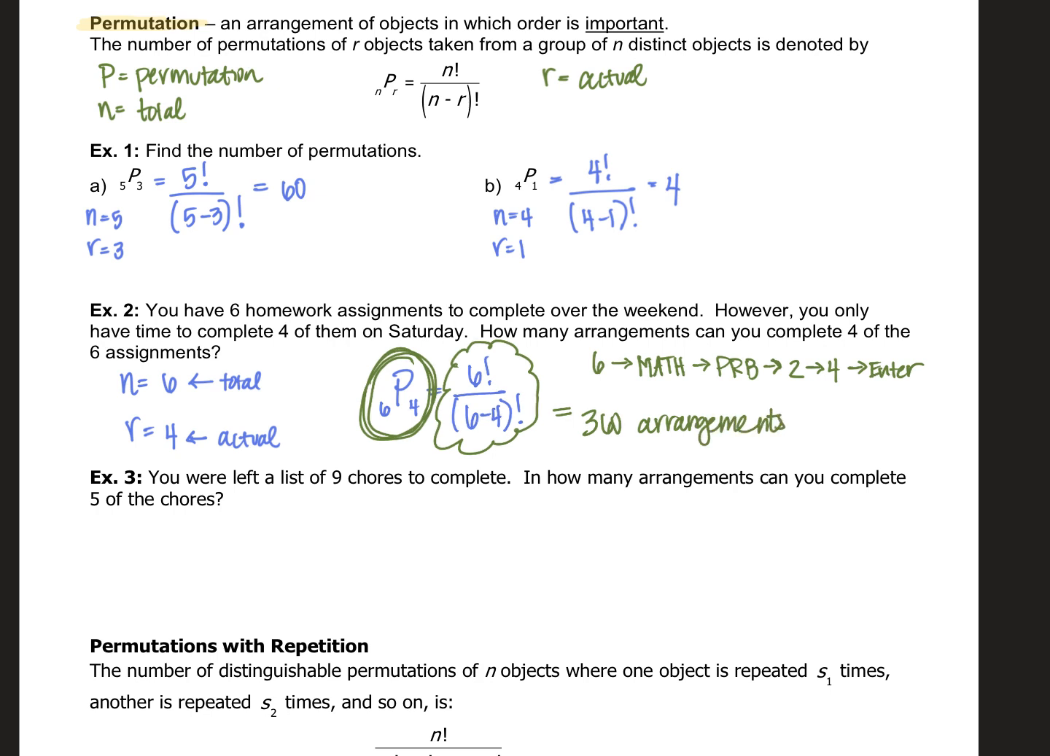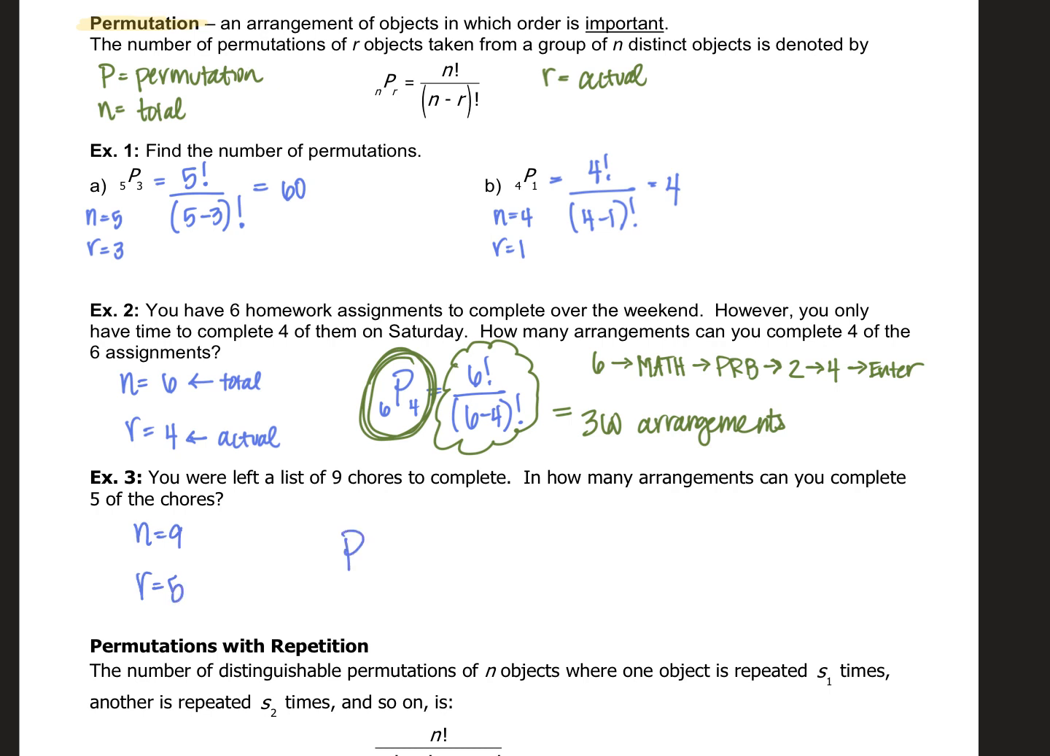Let's look at example 3 here. It says you were left a list of 9 chores to complete. How many arrangements can you complete 5 of those chores? So let's start out identifying our N and our R. How many total chores were you left? 9. How many actual chores do you need to complete? 5.